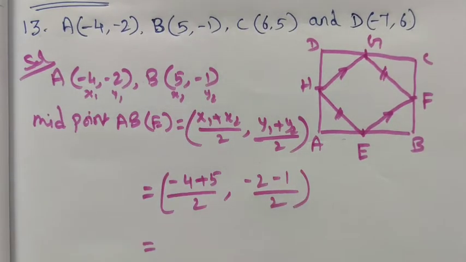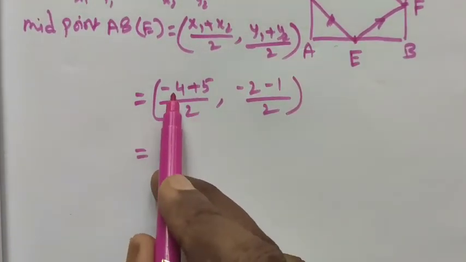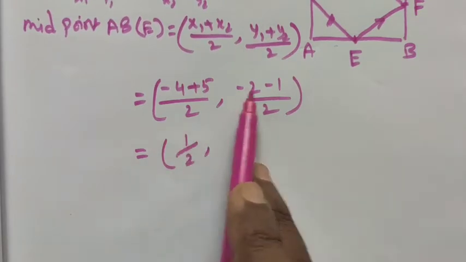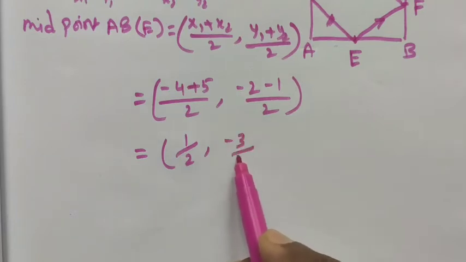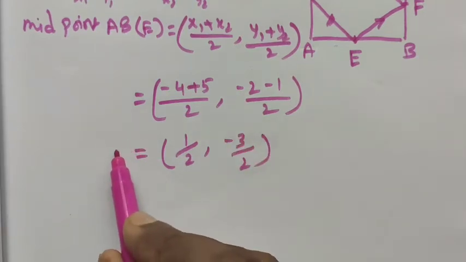This is equal to, -4 plus 5 is equal to 1, so 1 divided by 2. Here we have both negative values, so -2 minus 1 is -3, divided by 2. This is the point E. E point, right?